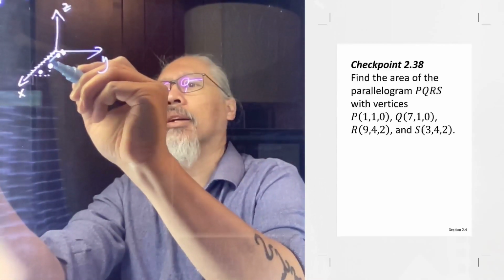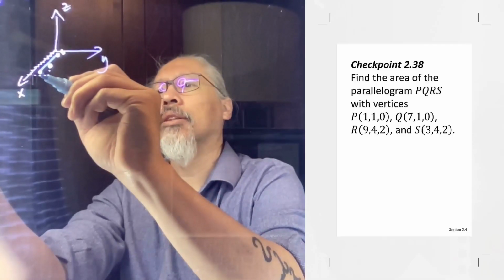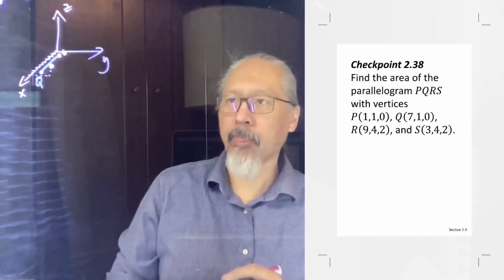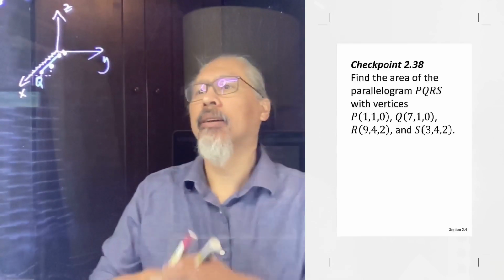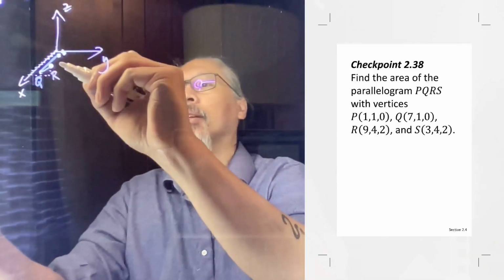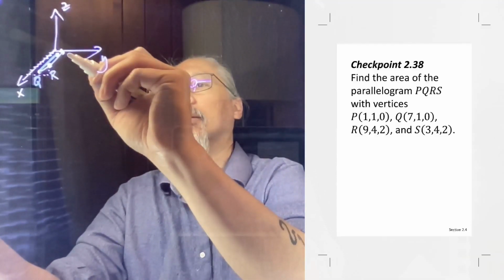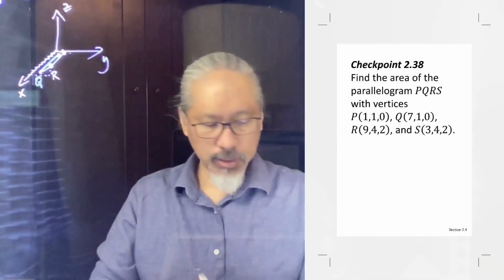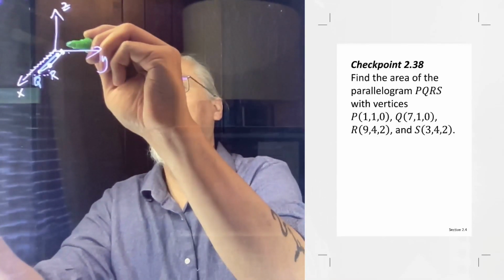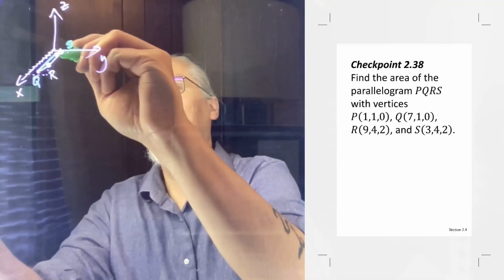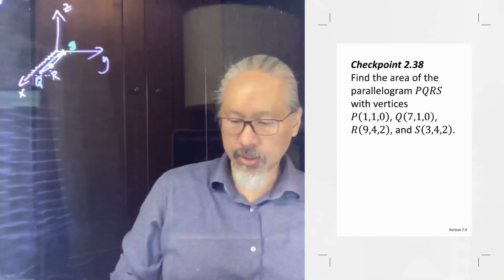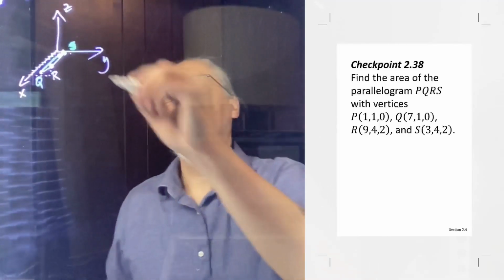Let's make the connections. This is the point Q, and we connect Q to R, and then R to S, and then S back to P. That's our vector S, and then P was the starting point.